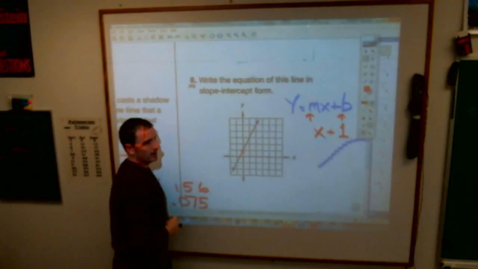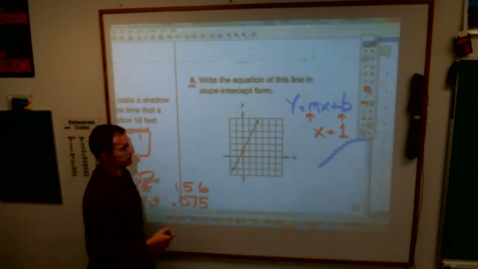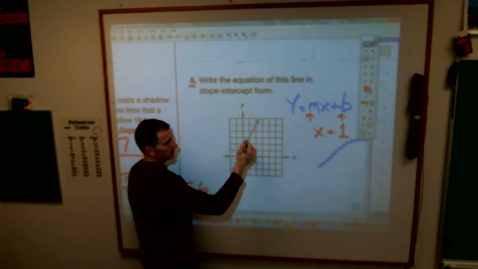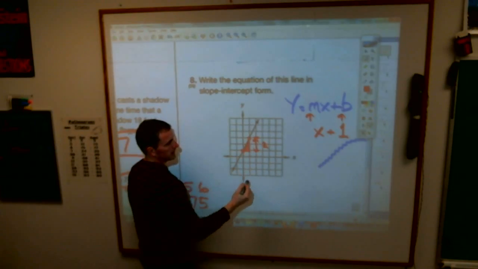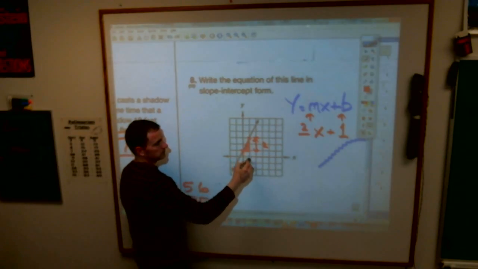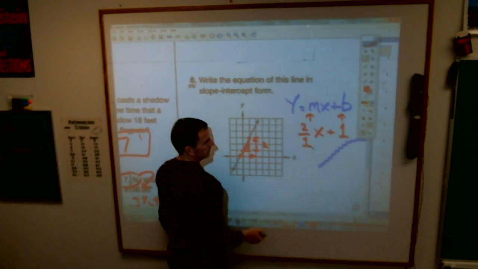Now all you have to do is find the slope of the line. So you just need to make a triangle using some points. Well, we already got this one. That's one point. And I would go ahead and use this one. You could use that one as well. Make a right triangle out of it. How high is that triangle? 2 units high. How wide is that triangle? Only 1 unit wide. There's my slope.